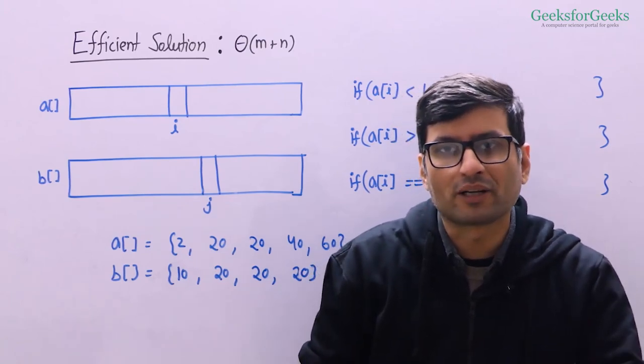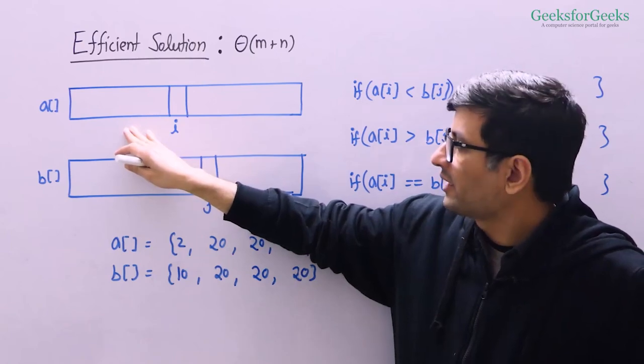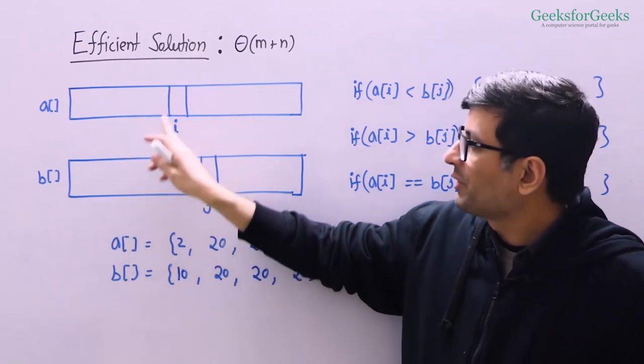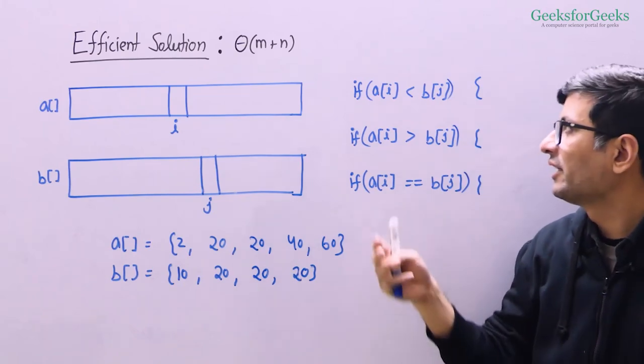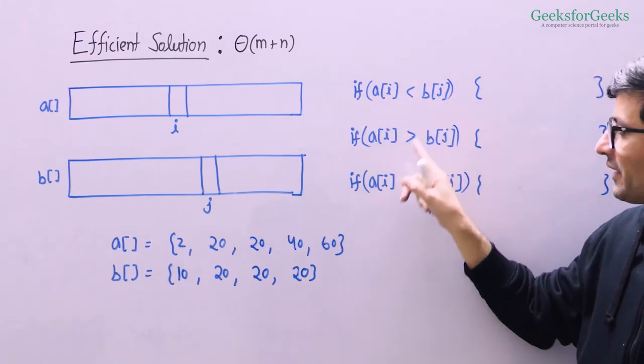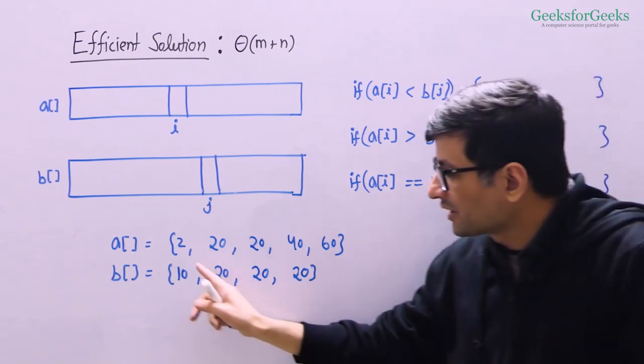It's going to be simpler than the merge function. So we traverse through array A, and simultaneously we traverse through array B and compare A[i] with B[j]. There are three cases that would arise: A[i] is smaller than B[j], A[i] is greater than B[j], and A[i] and B[j] are the same. Let's understand the three cases in this example.